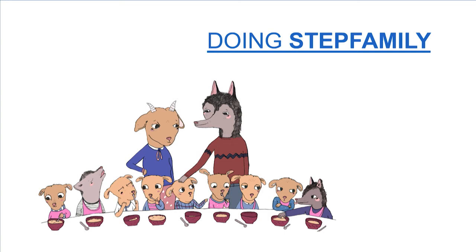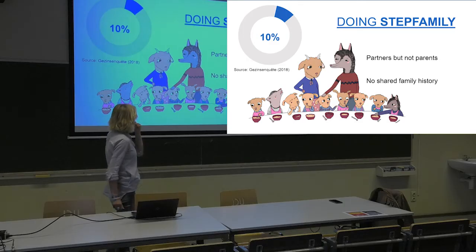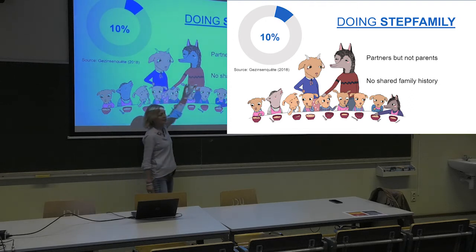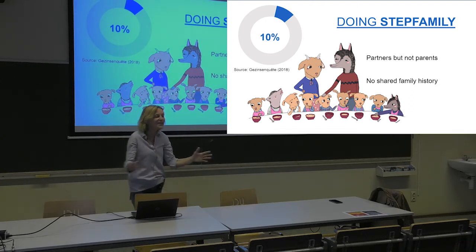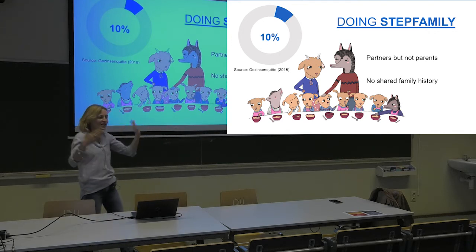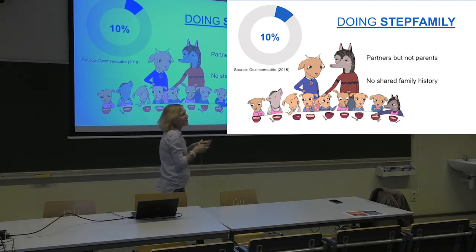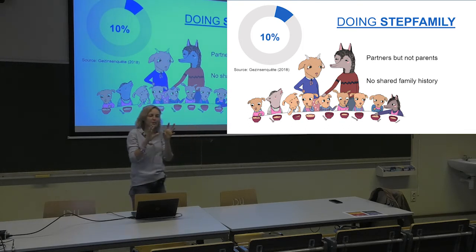Okay, doing step family. So this is clearly a step family. About 10% of the families in Flanders, we can say these are step families. They don't have any shared history, and the adults are partners but not parents when they start. So the whole thing about step families is becoming a parent and having a shared future, building a shared history. And she did lots of very nice work of how people really do that.